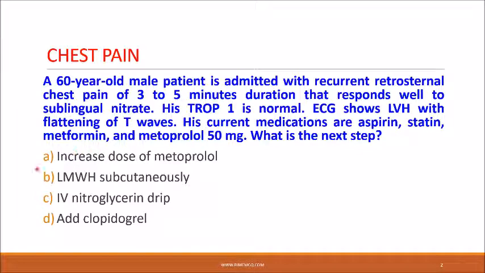The choices are A. Increased dose of metoprolol, B. Low molecular weight heparin subcutaneously, C. IV nitroglycerin drip, and D. Add clopidogrel.